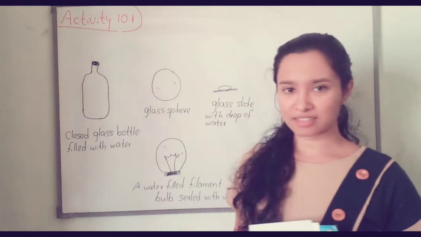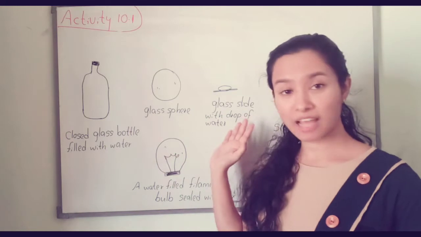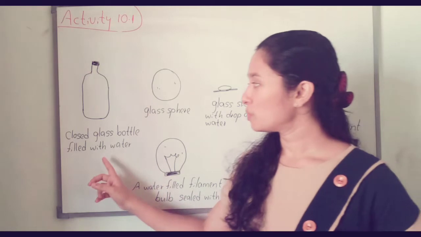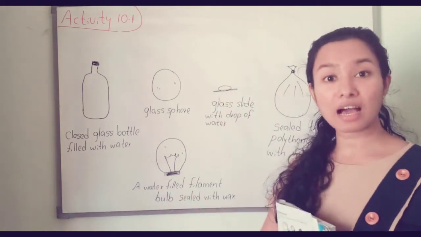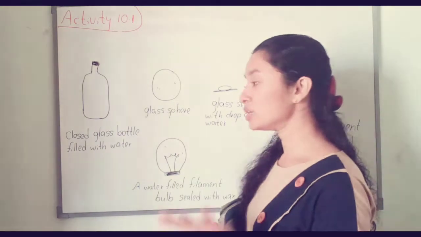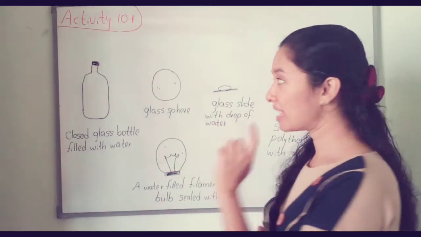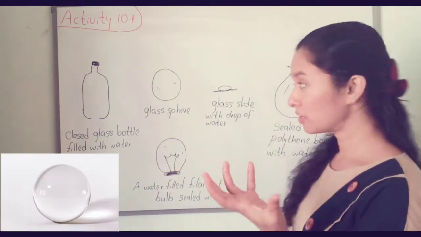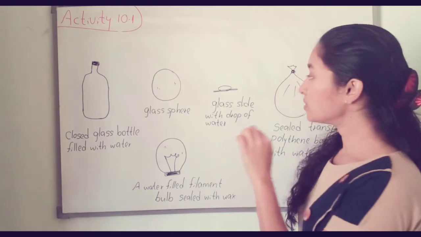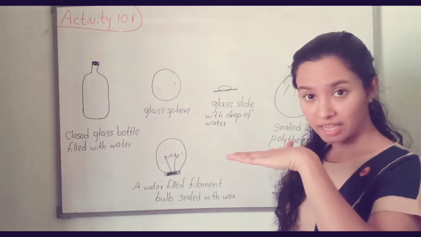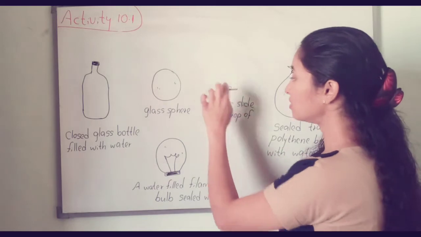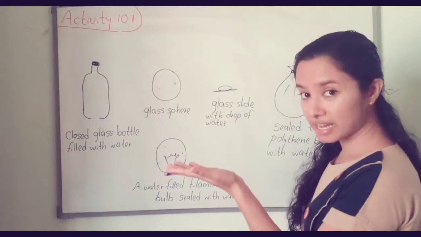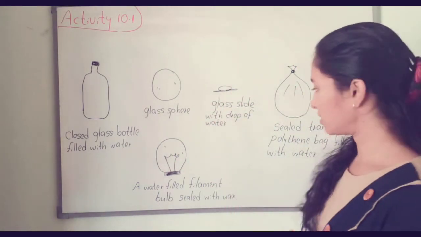To do this practical, you have to make this type of instrument. It is very easy to prepare. First, you have to take a glass bottle, fill it with water and close it. Then you have to take a glass sphere, vidru bola. Then take a glass slide and put a drop of water onto the glass slide.